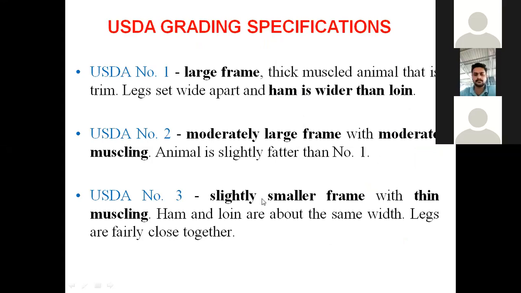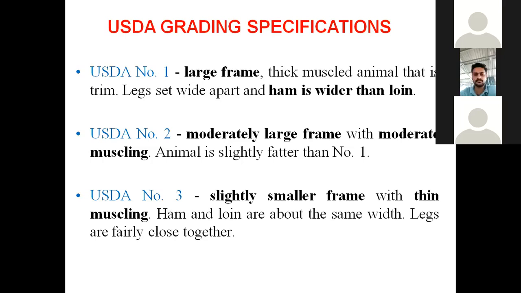And here, grades 3 and 4 are generally graded for the small frames. Grade 3 is with thin muscling, and the ham and loin are about the same width. See, always the ham width should be wider than the loin region. When you see from the back, if you stand straight behind that animal, you should not be in a position to see the loin. The ham should be much wider.